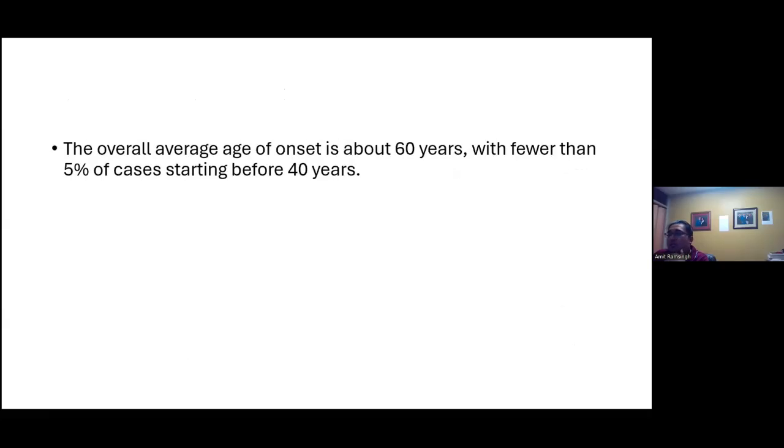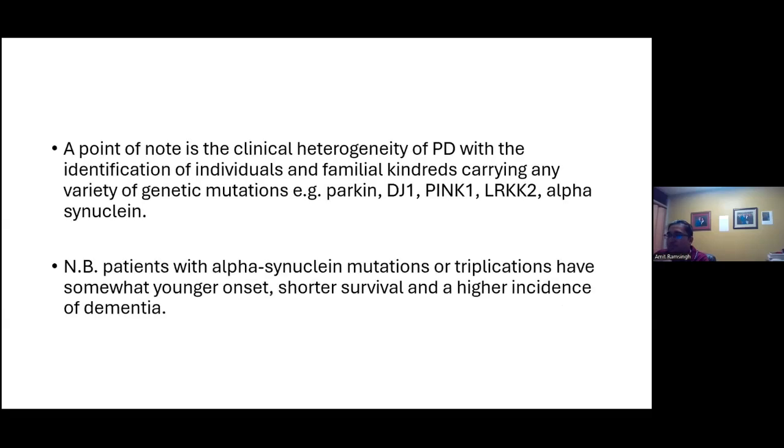Right? So the overall onset is usually about 60 years, and less than 5% of cases start before 40 years. A point to note is that there's a lot of clinical heterogeneity in Parkinson's disease, and there are a lot of mutations that have been identified within the last decade.